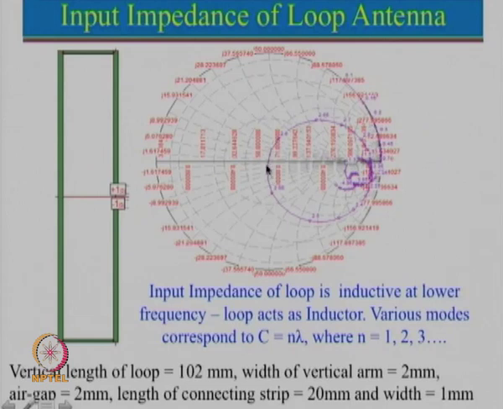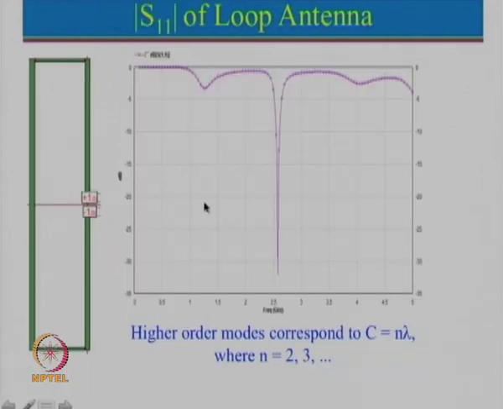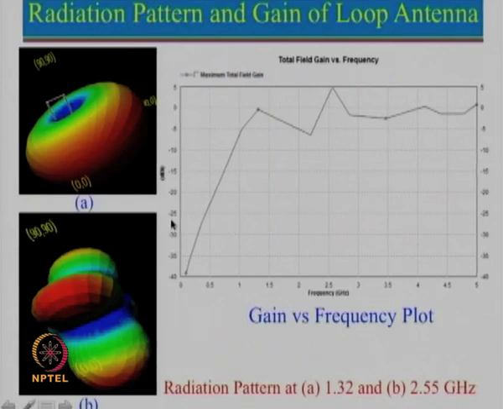This result is for the second order mode, and one can see the reflection coefficient plot. This is the value corresponding to the fundamental mode, this is the value corresponding to the second order mode, and this is the value corresponding to the third order mode. From here, this is approximately double of that value. We see that it is not matched with 50 ohm, because the input impedance is close to 300 ohm. Now let us see what the radiation pattern is.